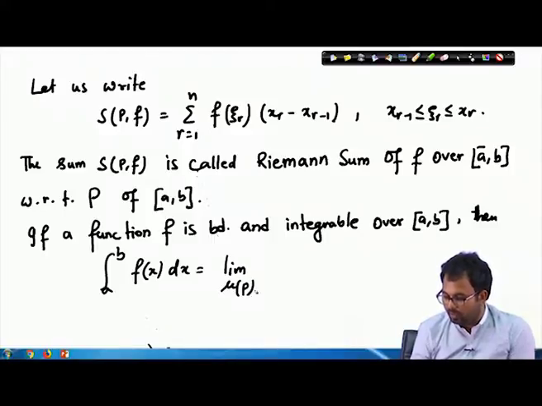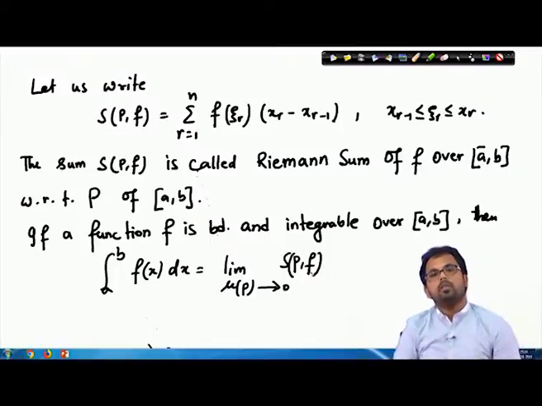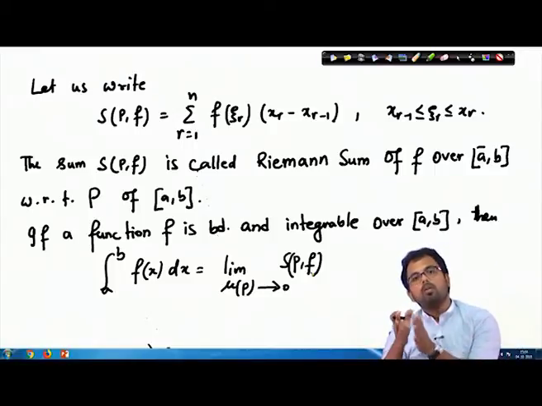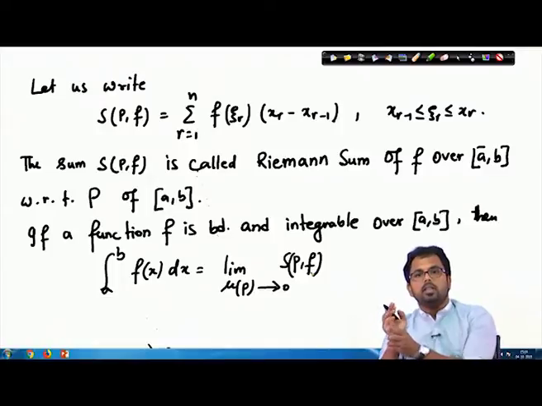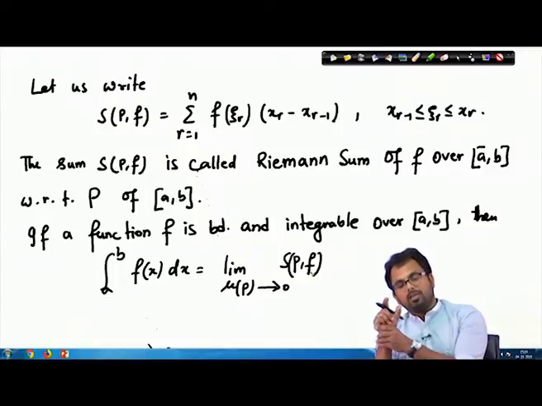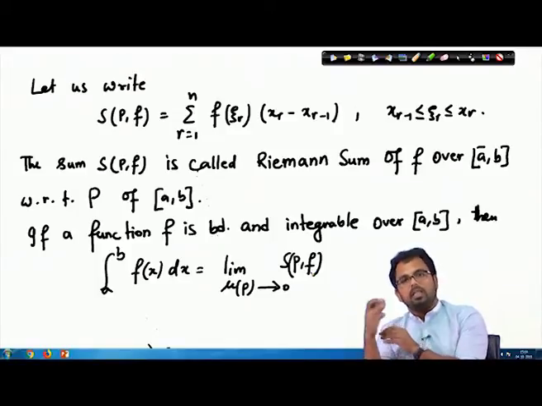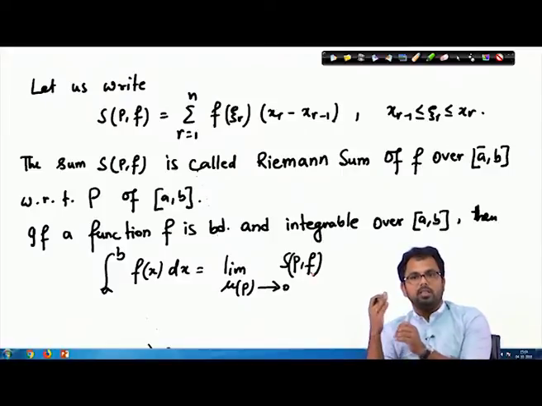f(x) dx is basically the limit as mu(P), the norm of P, goes to 0, of this Riemann sum S(P, f), which is the value of that definite integral. So, if you make the norm of P go to 0, that means the length of those intervals is going to 0, so you are actually taking the number of subintervals as really large.